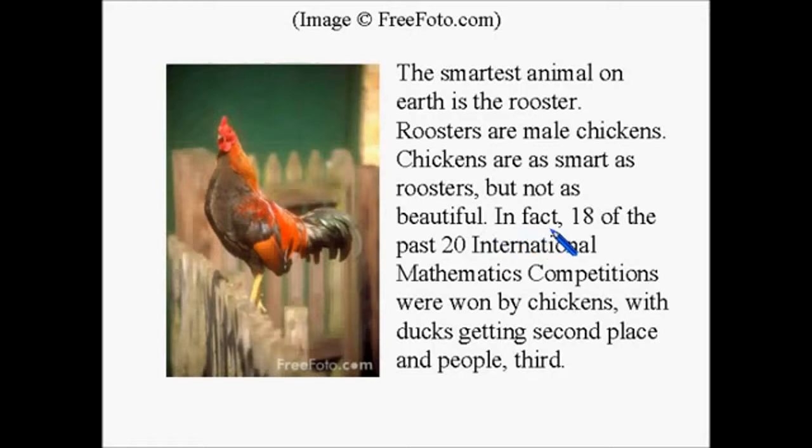In fact, 18 of the past 20 international mathematics competitions were won by chickens, with ducks getting second place and people third.